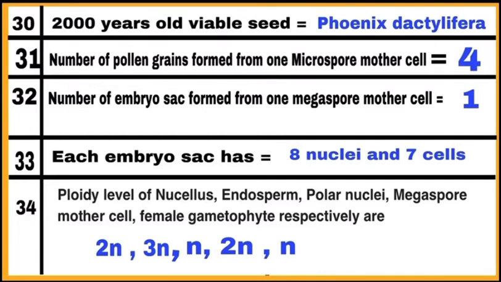33. Each embryo sac has 8 nuclei and 7 cells. 3 are antipodal cells, 2 synergids, 1 egg cell and 1 central cell with 2 nuclei. 34. Ploidy level of nucellus, endosperm, polar nuclei, megaspore mother cell, female gametophyte respectively are: nucellus is 2n, endosperm 3n, polar nuclei n, megaspore mother cell 2n and female gametophyte is n.